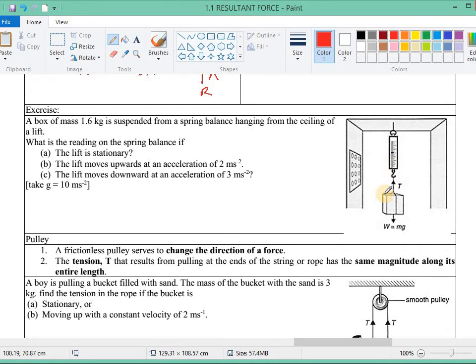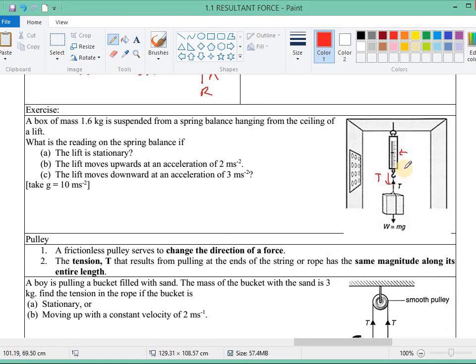Okay, I repeat that. So this tension, the arrow going upward, that means this tension going upward is from the perspective of the weight. And the spring balance can show a reading because of a tension that is going downward. A tension going downward pulls the spring, right? So it makes the spring balance show a reading.